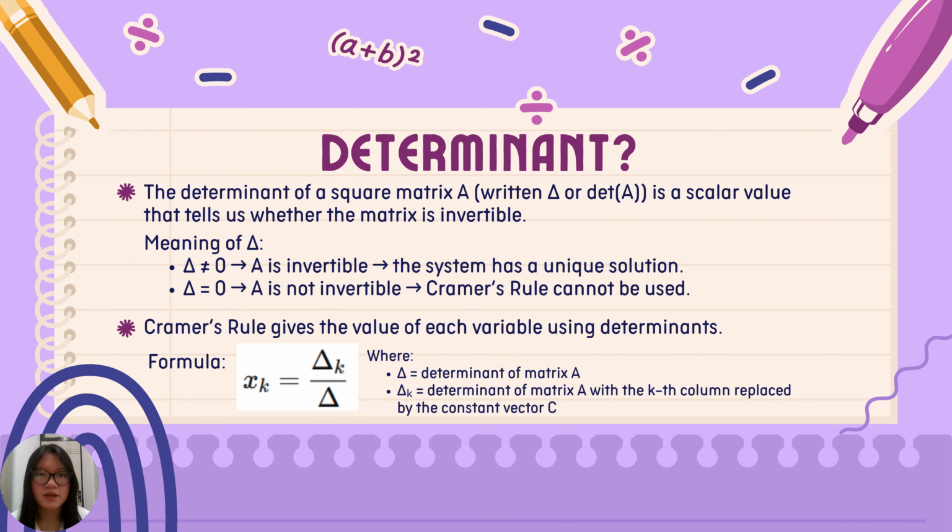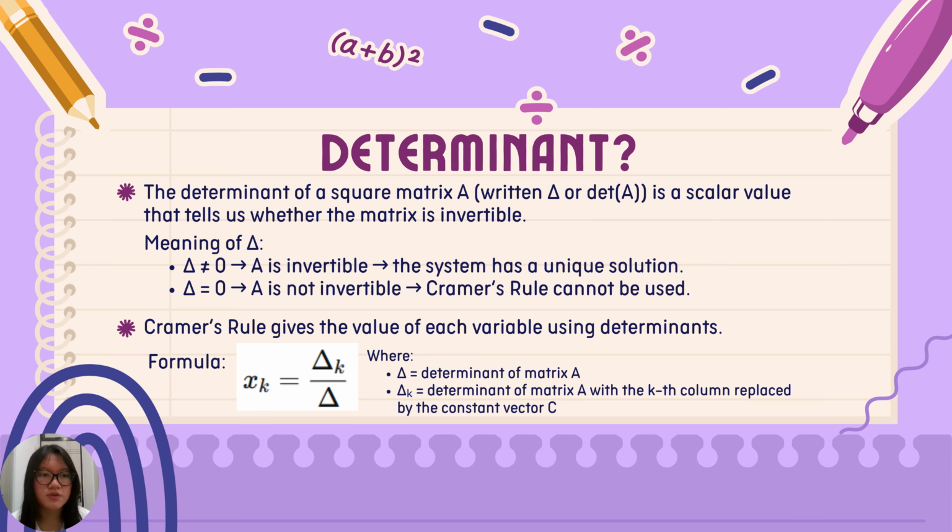Understanding determinants. Before we can fully appreciate Cramer's rule, we need to understand a crucial concept, the determinant. The determinant of a square matrix A, written as delta or det A, is a scalar value, just a single number that provides critical information about the matrix. Specifically, it tells us whether the matrix is invertible. Why does this matter? Here's the key insight.